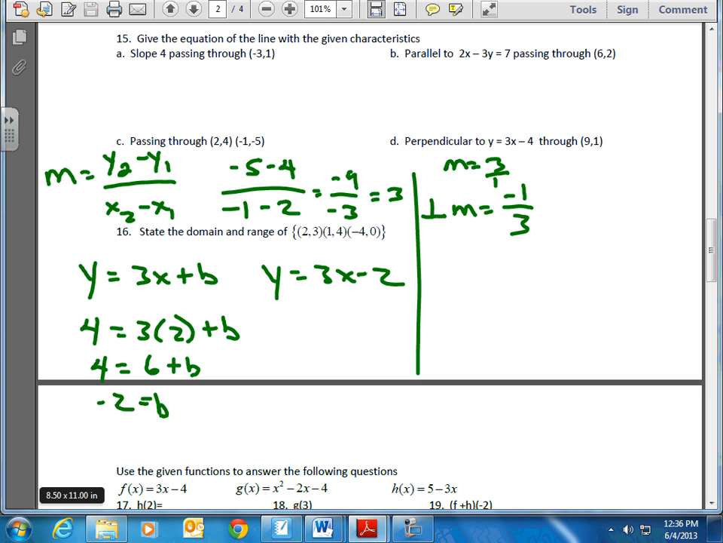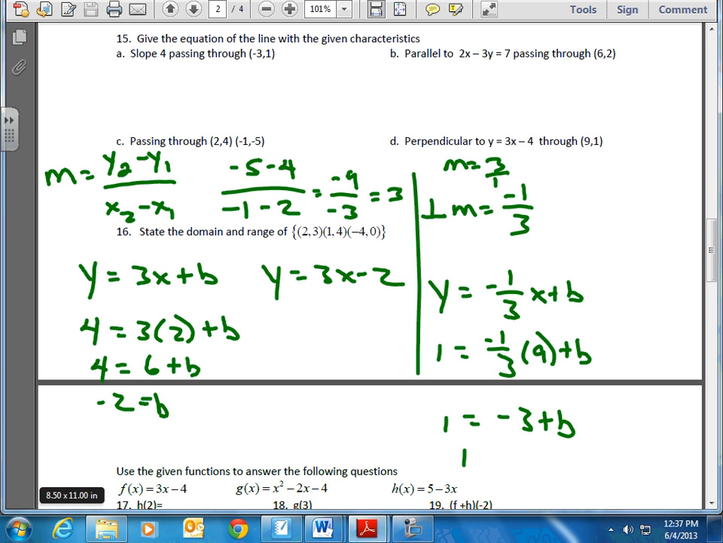Once I know my slope, I can find the equation just like we've been doing in all these other problems. Plug in 1 for y, plug in 9 for x, and solve. Plug the final equation in, and you got it. Okay?